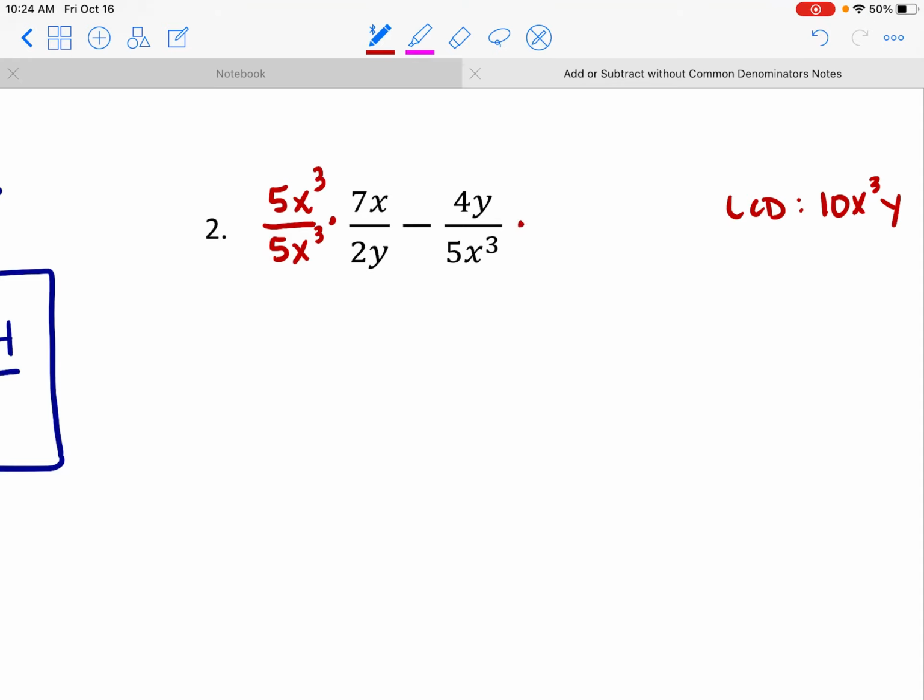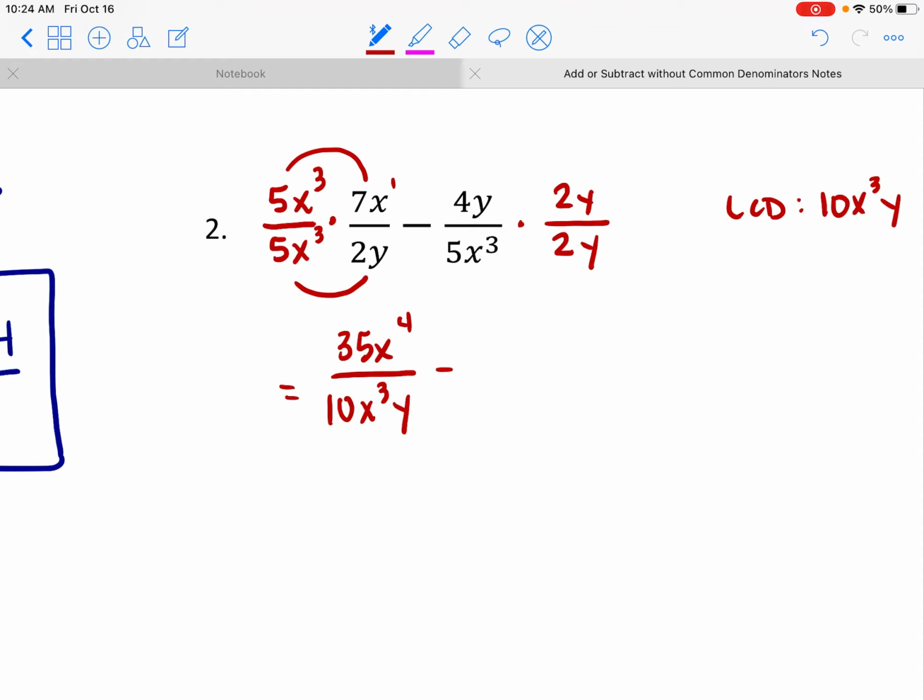Well, to get from 5 to the 10 that I need, I'm going to have to multiply by 2, and I've got an x cubed, but I'm missing a y, so I'm going to have to multiply by a 2 and a y to make my 10x cubed y. And now I should be in good shape. So that's going to get me 35, x to the 3 and 1 makes 4, over my common denominator, which was 10x cubed y, minus, this is going to be an 8y squared over my common denominator, which was 10x cubed y. And now we can actually put these fractions together.